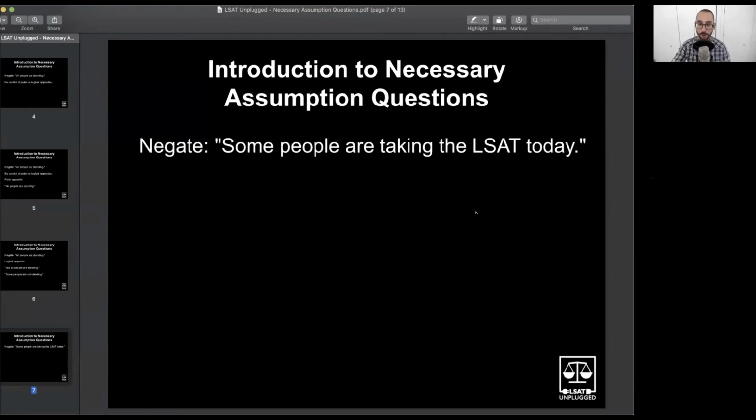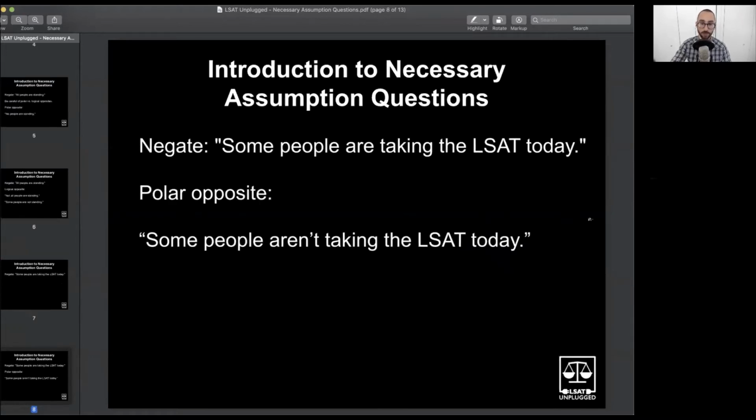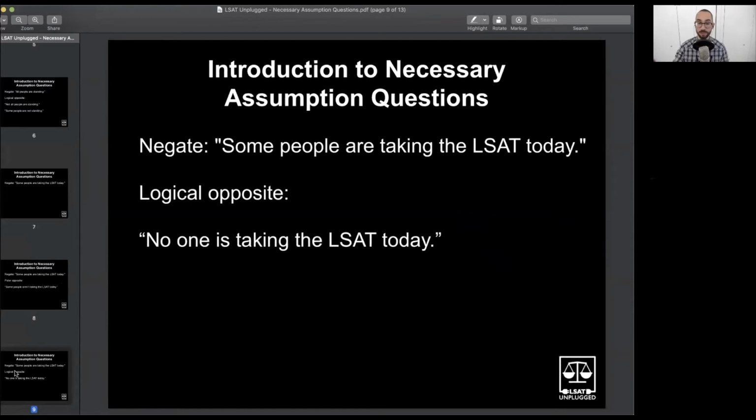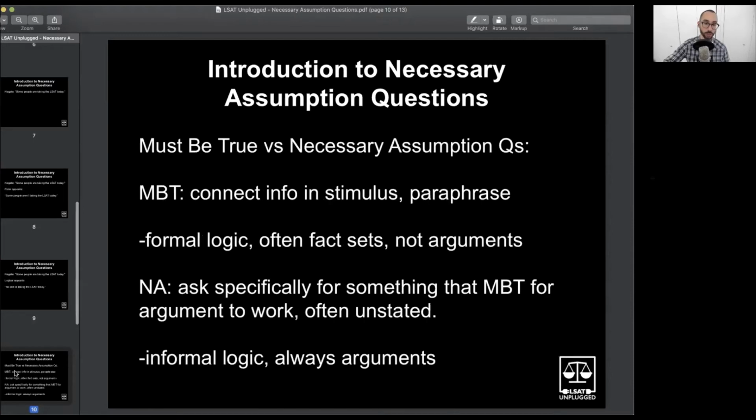So nice input there. I see tons of people in the chat. September, Nezreen, Marcos, Daniel, all saying no one. Exactly, perfect. So polar opposite would be some people aren't taking the LSAT today, which was actually possible in the original formulation, by the way, because some means at least one. It allowed the possibility that already not everybody was, meaning some people weren't. We want instead the logical opposite. Nobody is taking the LSAT today. So some becomes none. At least one, which is really 1 to all. Logical opposite is 0, what was left out of that range.